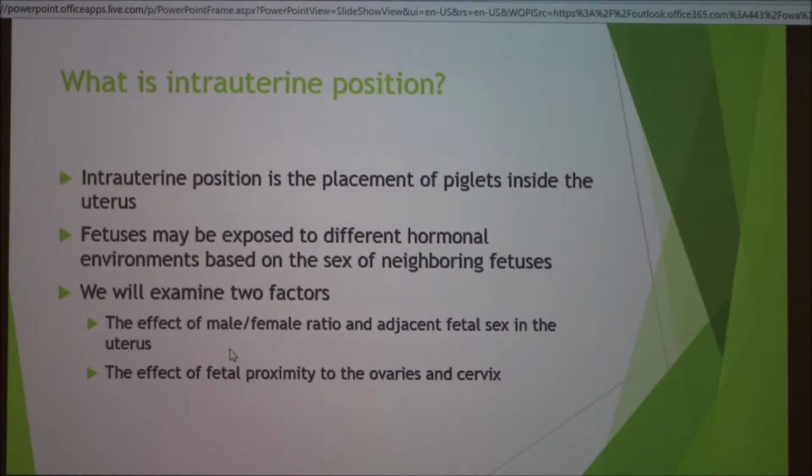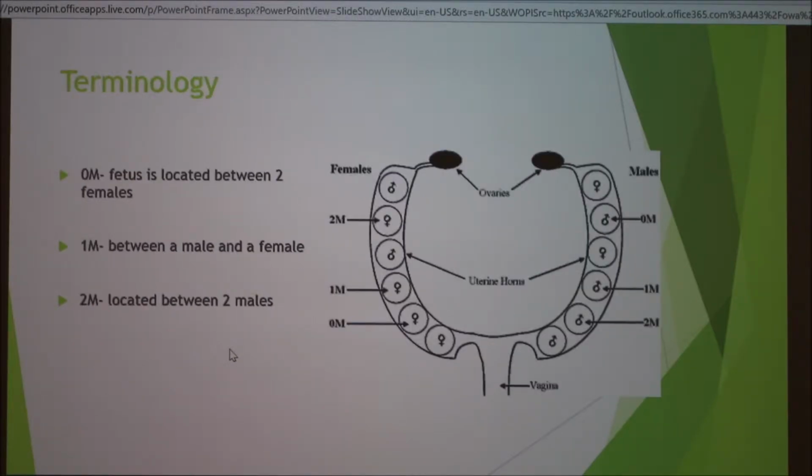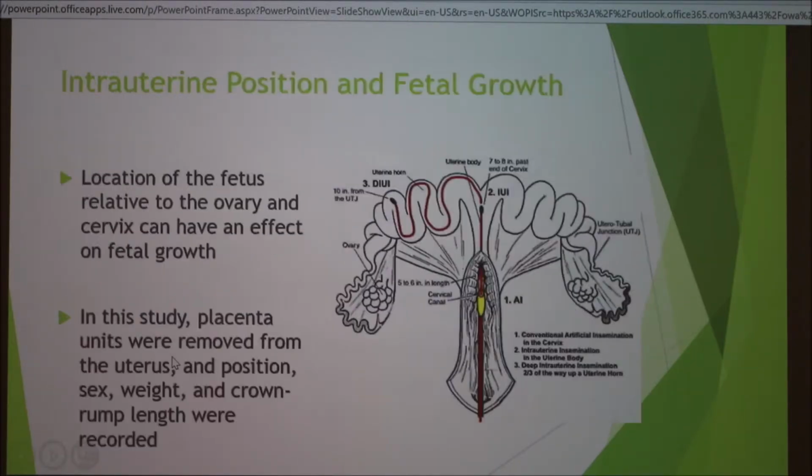The idea behind this is that fetuses may be exposed to different hormonal environments based on the sex of neighboring fetuses. As I said, we're looking at the proximity both to the ovaries and the cervix, and we're also looking at adjacent fetal sex. As far as terminology goes, a 0M fetus is located between two females, 1M is located between a male and a female, and 2M is located between two males.